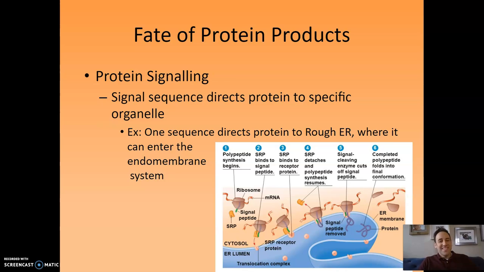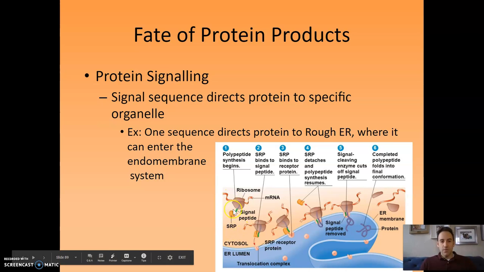Anyway, there's this signal sequence that is going to direct the protein to a specific organelle. You can see on the ribosome here in green, there's this little tiny region, the first handful of amino acids that are generated. They're actually not important structurally for the protein. Rather, they're important for making sure the protein gets where it needs to go. One particular sequence will interact with a protein called SRP, the signal recognition particle, which is going to bind and attach to that.